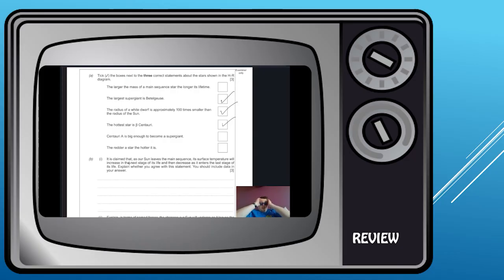It is claimed that as our Sun leaves the main sequence, its surface temperature will increase in the next stage of its life and then decrease as it enters the last stage. Explain whether you agree with this statement. Your answer should include data. Well, currently the temperature is roughly 5,000 Kelvin for the Sun. In fact, they want 5,500. Okay, for a red giant, the temperature will go down to about 3,000 to 5,000 Kelvin.